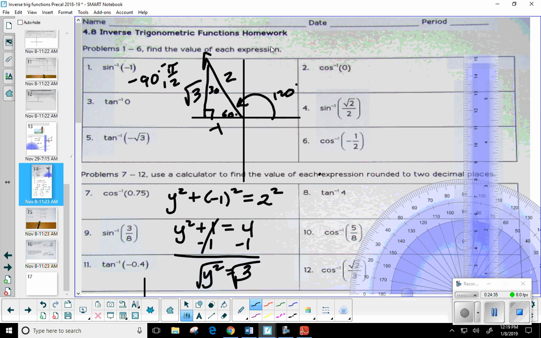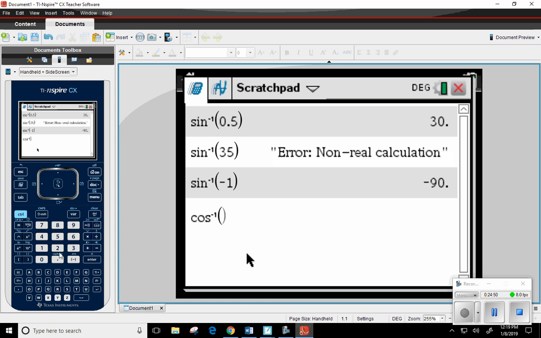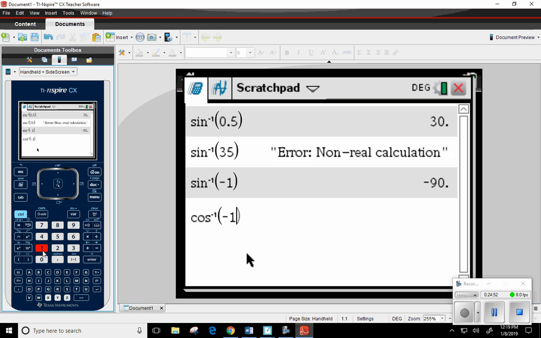Okay. Now let's check it. If I plug in cosine inverse of -1/2, it should give me 120. So let's see here. Cosine inverse of -1 divided by 2. There's my 120. Okay. There we go.